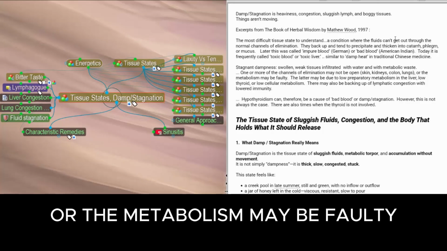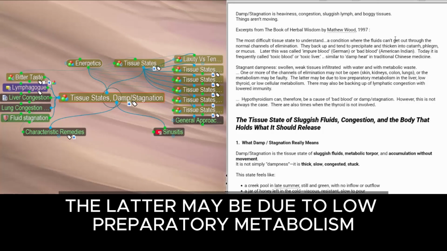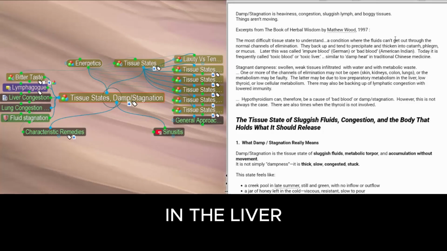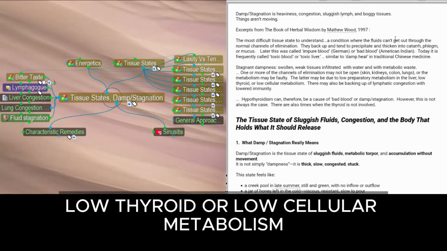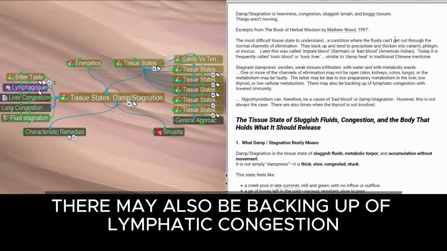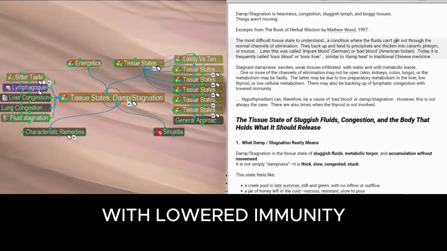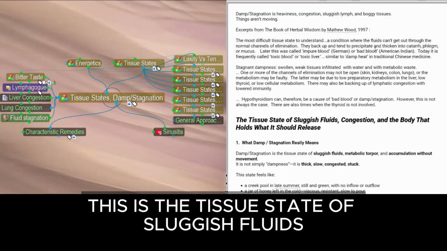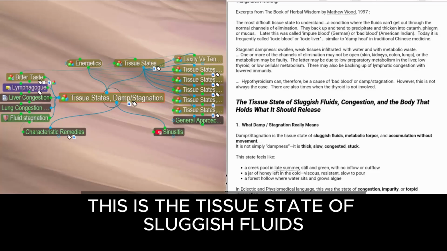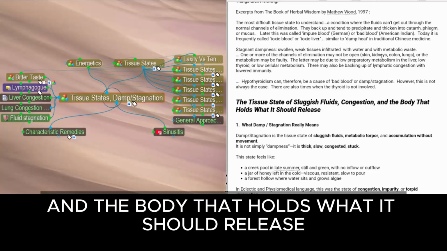Or the metabolism may be faulty. The latter may be due to low preparatory metabolism in the liver, low thyroid, or low cellular metabolism. There may also be backing up of lymphatic congestion with lowered immunity. This is the tissue state of sluggish fluids, congestion, and the body that holds what it should release.